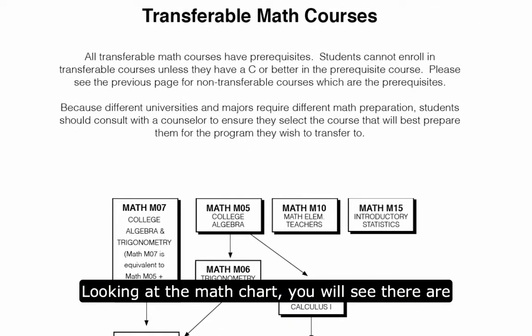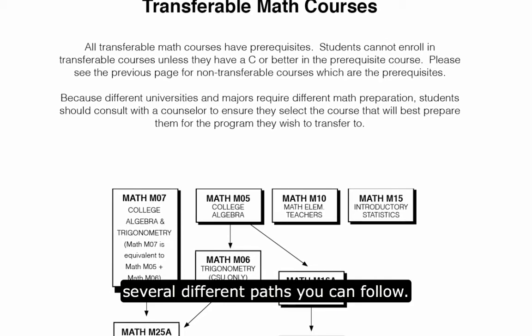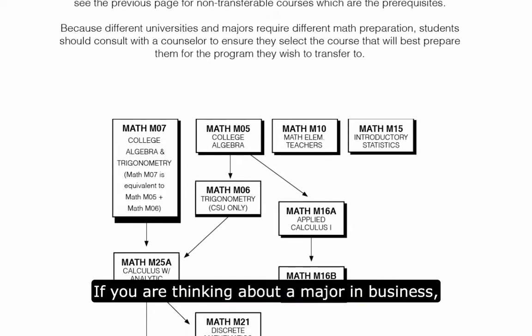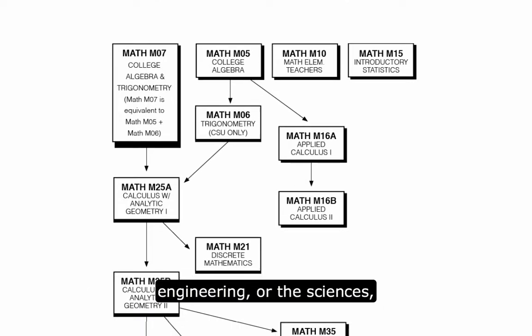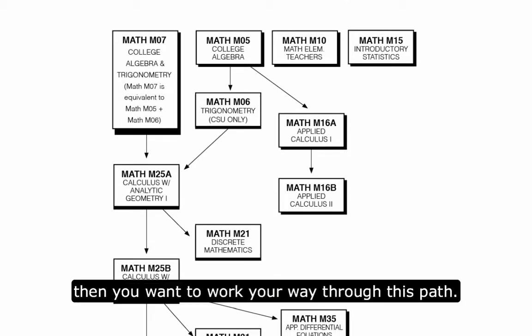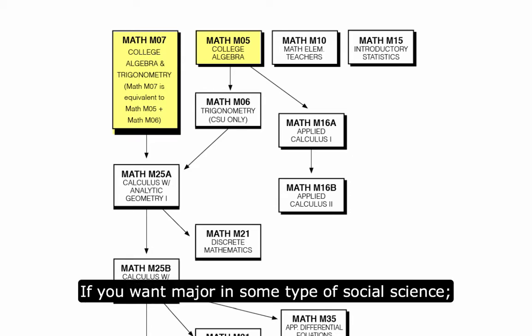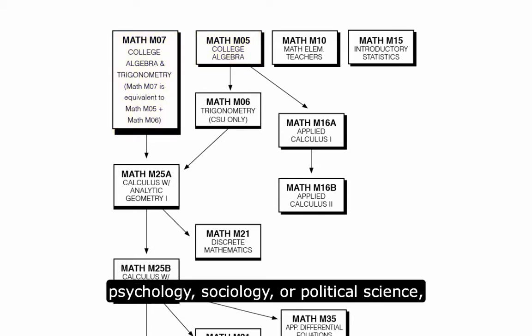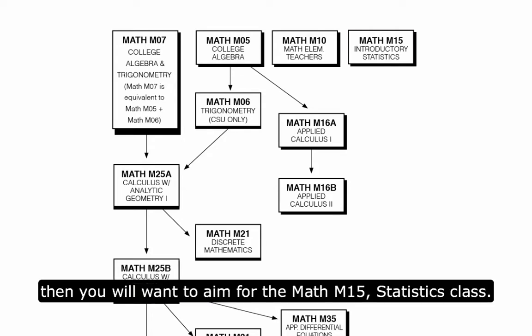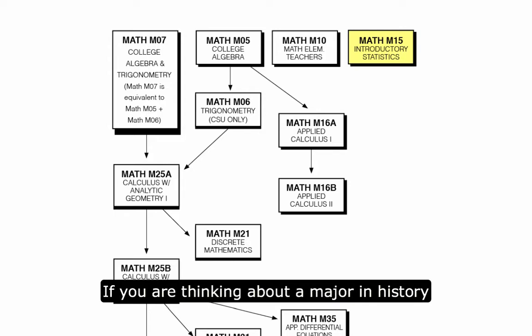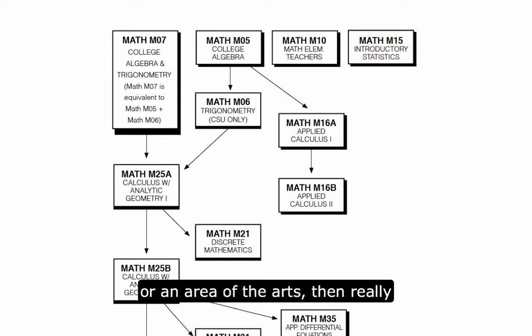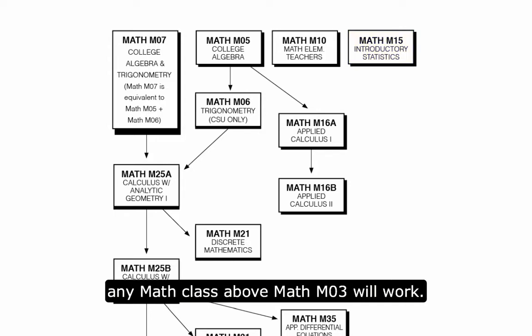Looking at the math chart, you will see there are several different paths you can follow. If you are thinking about a major in business, engineering, or the sciences, then you want to work your way through this path. If you want to major in some type of social science, psychology, sociology, or political science, then you will want to aim for the Math M15 statistics class. If you are thinking about a major in history or an area of the arts, then really any math class above Math M03 will work.